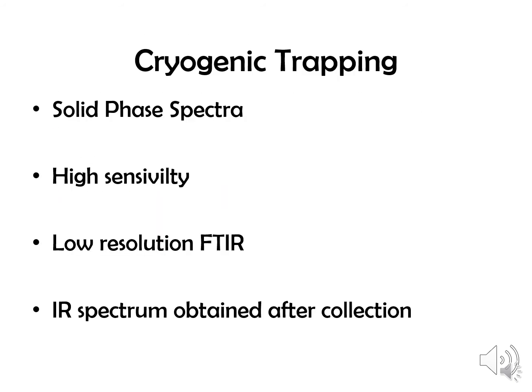Cryogenic trapping. In cryogenic trapping, you're going to get solid phase spectra. You're also going to have high sensitivity, but lower resolution looking spectra. Your resolution is a function of the FTIR you use, but in the spectra themselves, the peaks will be broadened out. And here you're going to be obtaining the infrared spectrum after the GC part. It's not going to be real time.